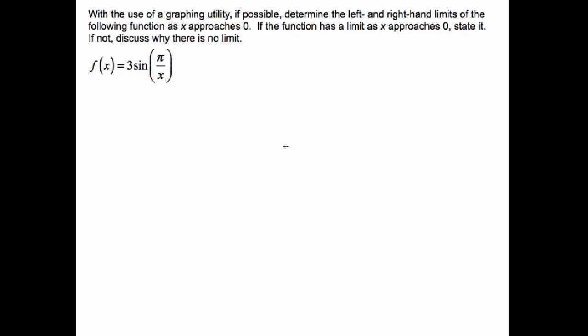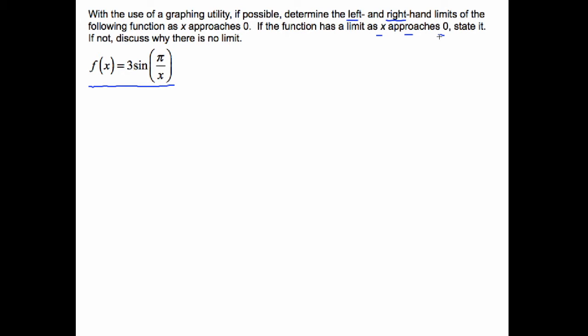With the use of a graphing utility if possible, determine the left and right-hand limits of the following function as x approaches 0. And the function we have is f of x is equal to 3 times the sine of pi over x. If the function has a limit as x approaches 0, state it. And if not, discuss why there is no limit.